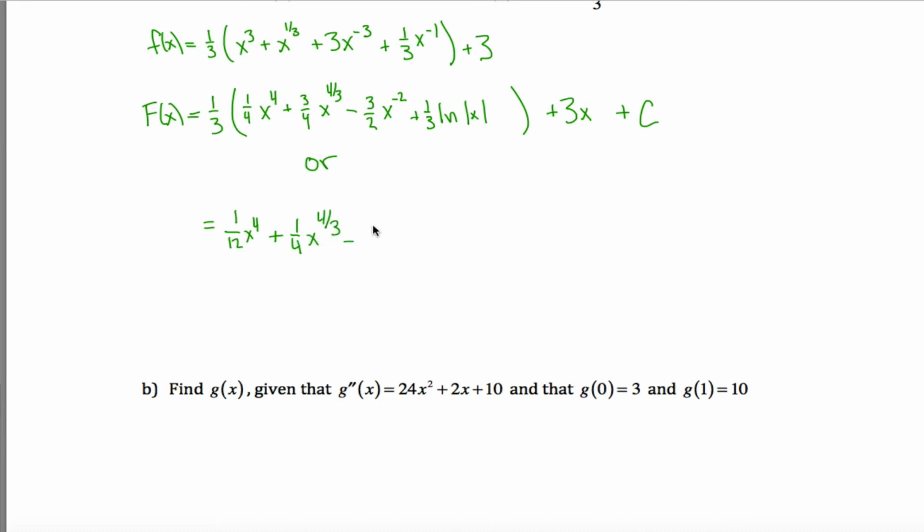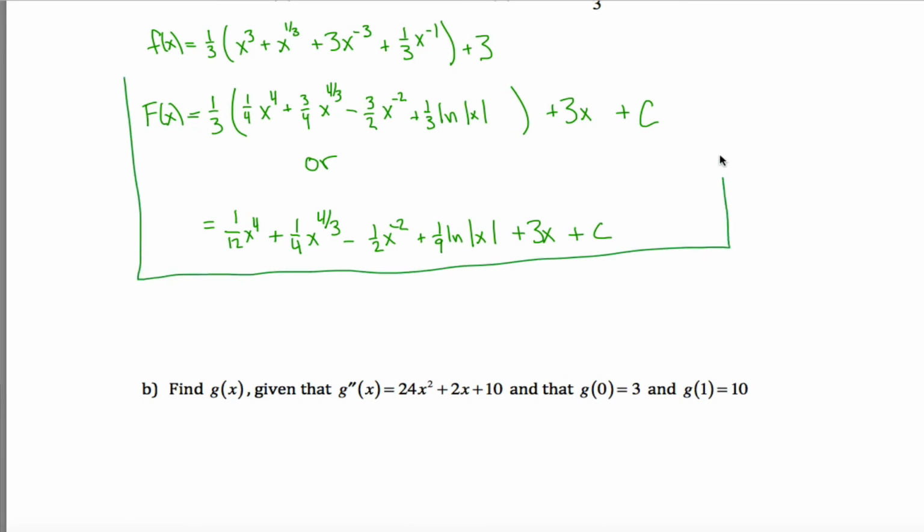Take this 1/3 and distribute it through and get 1/2 x to the negative 2 power. If you don't want to leave negative exponents, you could say 1 over x squared. It's kind of a matter of preference. And this 1/3 times this 1/3 would give you 1/9 times the natural log of the absolute value of x. And then plus 3x. Do I have any other x's to combine that like term with? It doesn't look like I do, so I'll leave it alone. Plus c. Either of these, totally good.